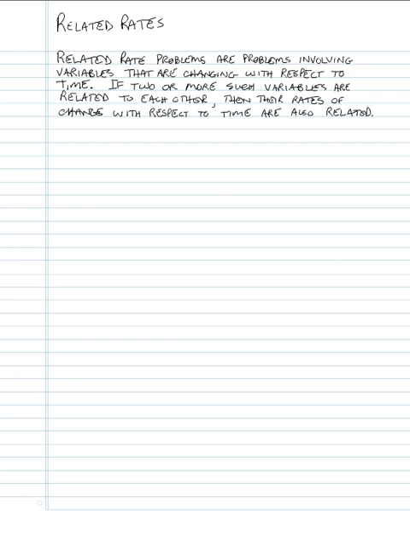In this section, we're going to look at problems that are called related rate problems. And as you can see here, related rate problems are those problems involving variables that are changing with respect to time. And if two or more such variables are related to each other, then their rates of change with respect to time are also related.